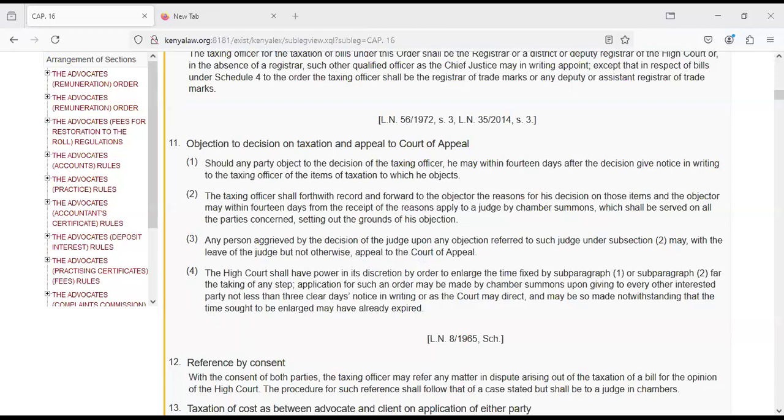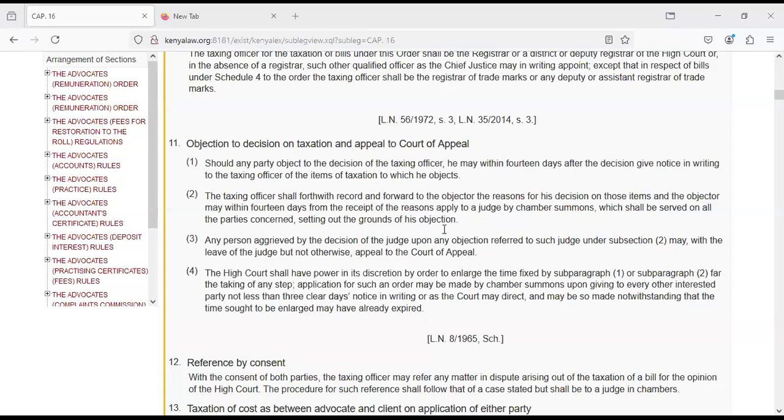The applicant is the wakili, and the respondent is the client. Chamber summons. So in brackets, you say Rule 11(2) of the Advocates Remuneration Order. So let all parties concerned, at chamber summons, is let all parties concerned. Notice of motion is take notice.